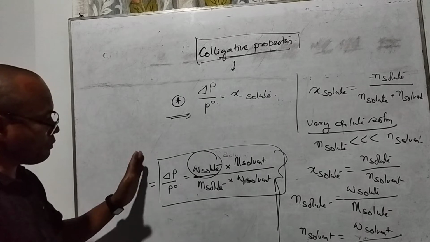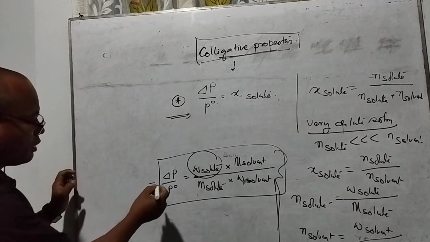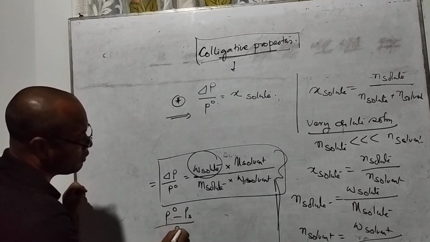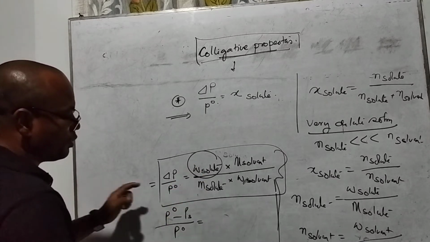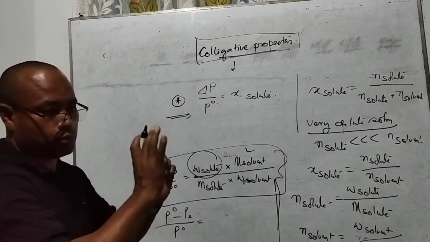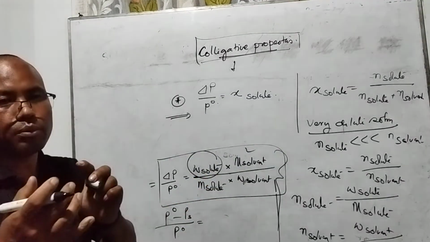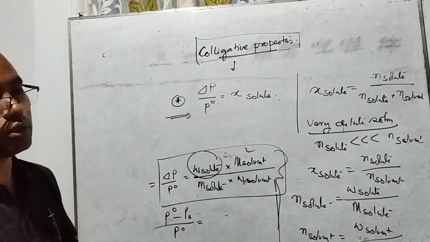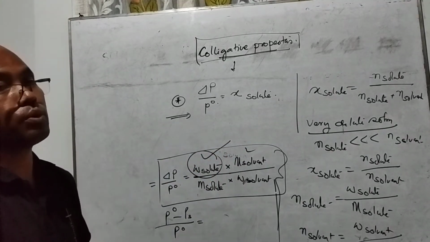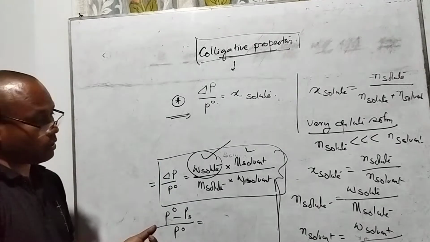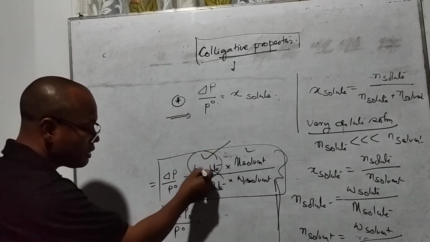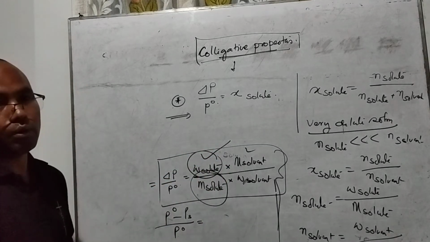Now from this equation, what are the parameters? Delta P we can write as P naught minus Ps, divided by P naught. Here W solute is given, M solute is given, M solvent will no doubt be given to you, and W solvent will be given to you. The basic question normally asks how much mass of the solute we should use to get the lowering of the solution, and from the given mass of the solute, what the molecular mass of our solute is.